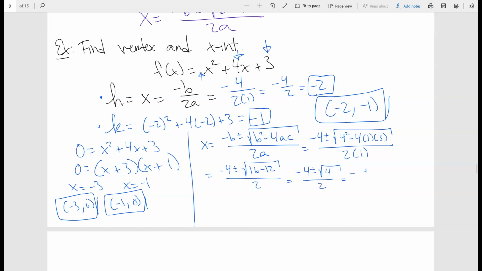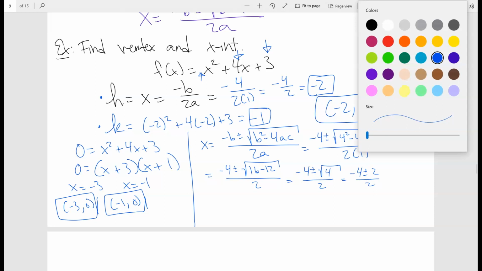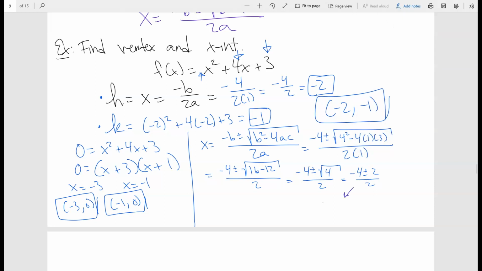And negative 4 plus or minus 2 over 2. Okay, now what does this plus or minus mean? That means that there's two solutions. You have one that's negative 4 plus 2 over 2. And then you also have a negative 4 minus 2 over 2.